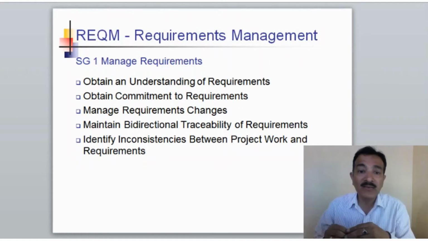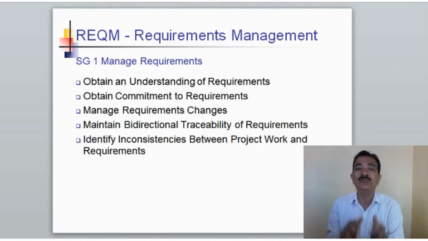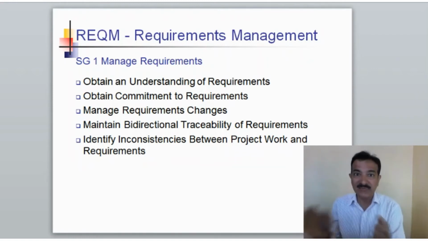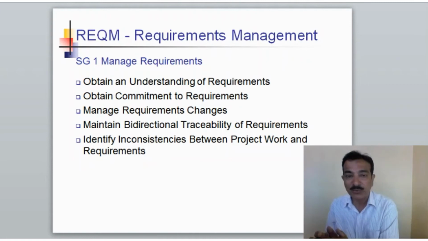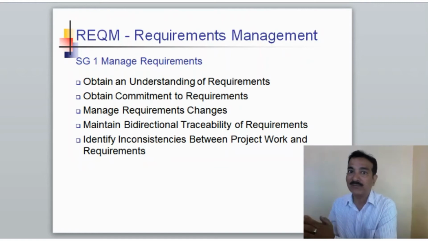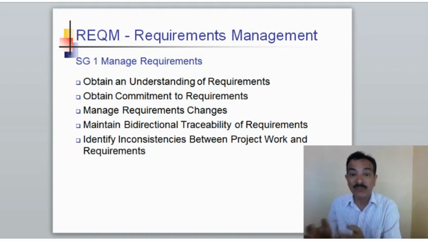The next one is identify inconsistencies between project work and requirement. Naturally, when you are doing a traceability matrix, you check that your traceability matrix is an updated one. So you check and identify if there is an inconsistency, if there is some portion in the design document which is not taking care of the requirement, or in the product that has been developed. If some requirement is not being fulfilled, then you are bringing that inconsistency out through your traceability matrix.